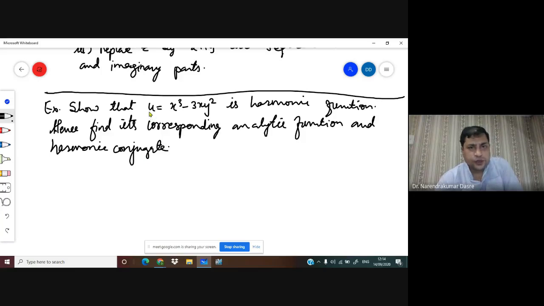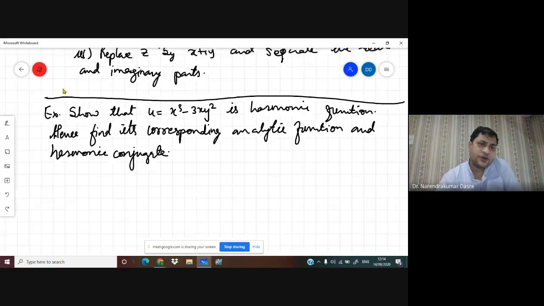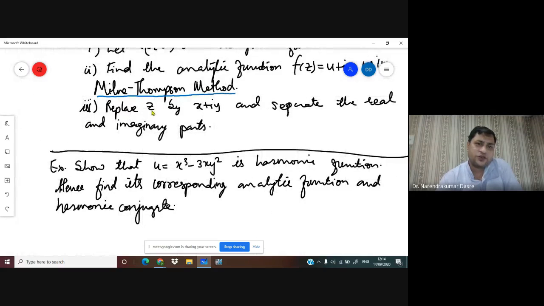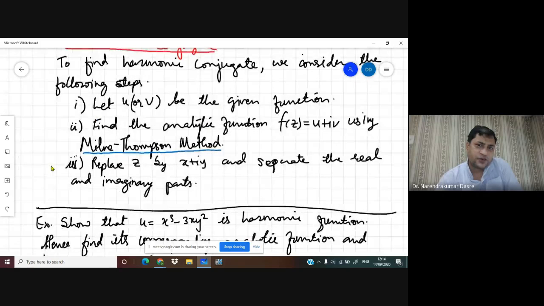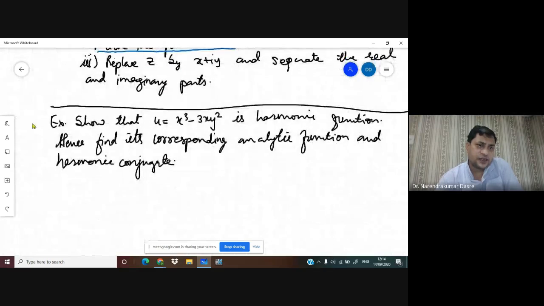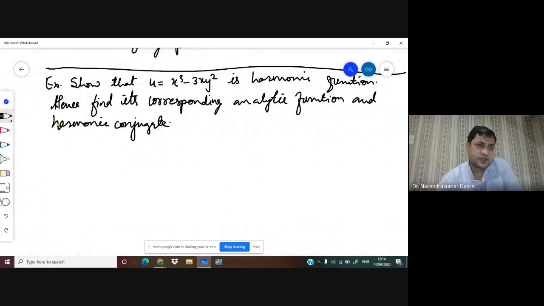So here we have to show that u satisfies the Laplace equation. Moreover, we have to use the Milne-Thompson method to find the analytic function. And as I have given you, to find the harmonic conjugate, we have to replace z in f of z by x plus iy and separate the real and imaginary parts so that we are able to get the harmonic conjugate. So these are the steps that we have to follow. Let us write the answer step by step. So we go with the solution.